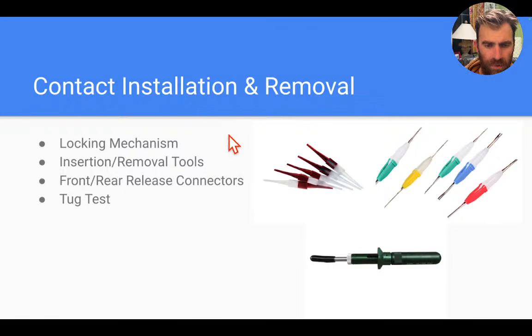All right, and then for contact installation and removal into the actual insert of the connector, there are tons and tons of different types of insertion and removal tools that are used for connectors. I just have a handful of screenshots up here of what they might look like. These ones have a plastic end, and then these ones are metal. The plastic ones would be used for a silicone insert.